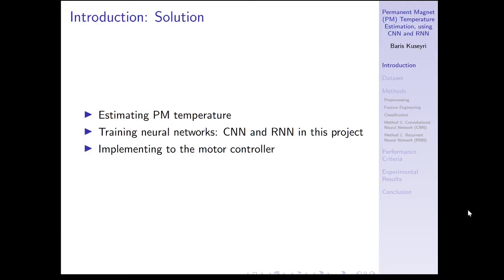The solution to this problem, which is experimented in this project, is to estimate the permanent magnet temperature by using neural networks. In this project, I have used convolutional and recurrent neural networks. And once these networks are trained, and if they are showing good results, these networks can be implemented to the motor controller, so the permanent magnet temperature can be estimated during operating condition.